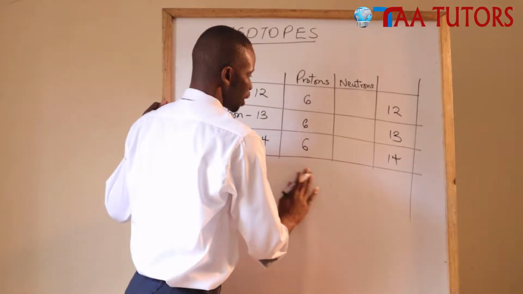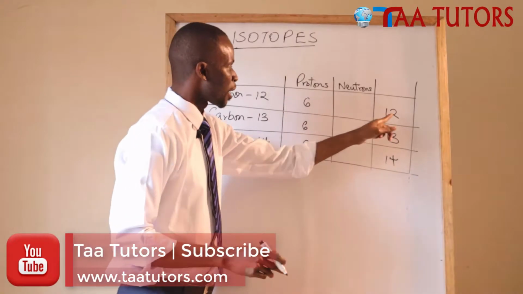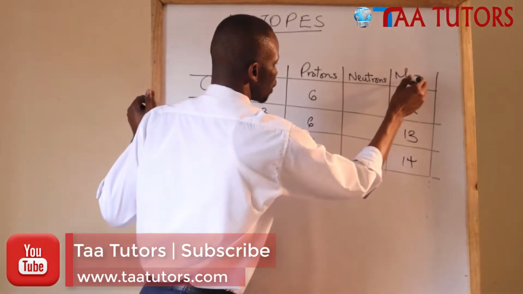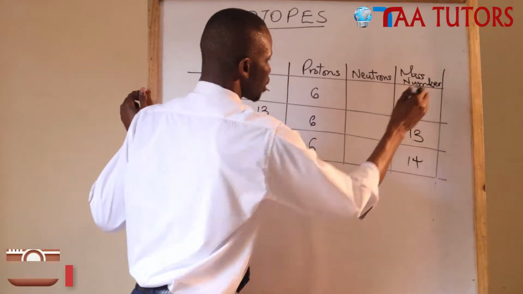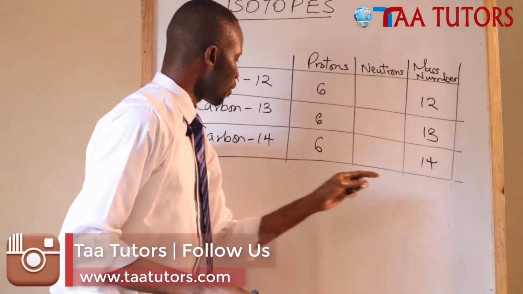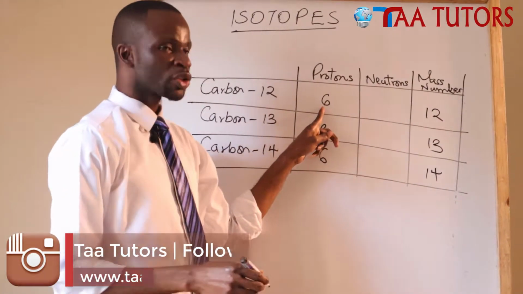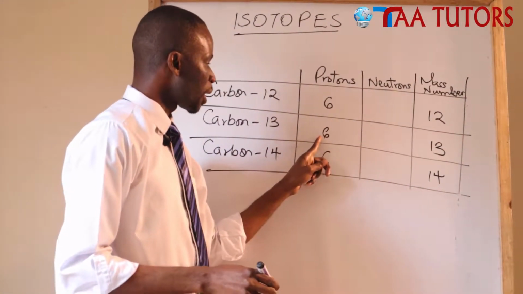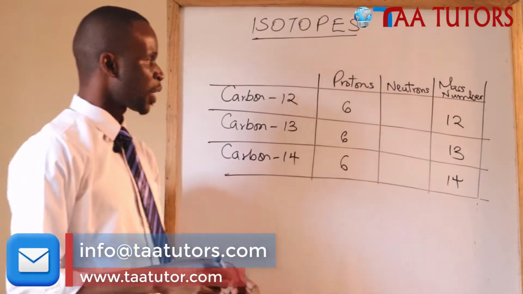If I write it the way I've written it here, we can see that this is the mass number. These are the mass numbers of these atoms of carbon. The proton number or the atomic number is 6, the atomic number is 6, the atomic number is 6. The mass numbers are different.